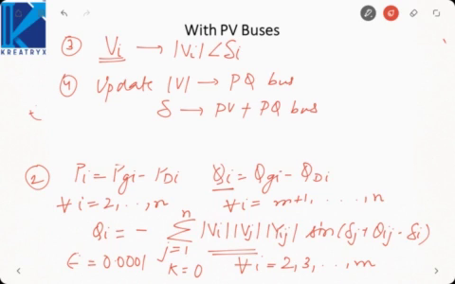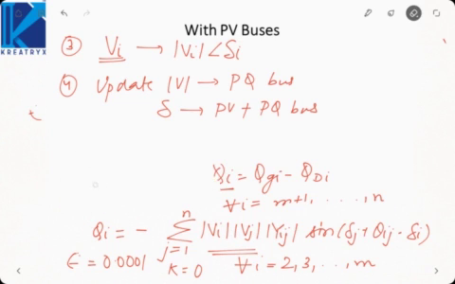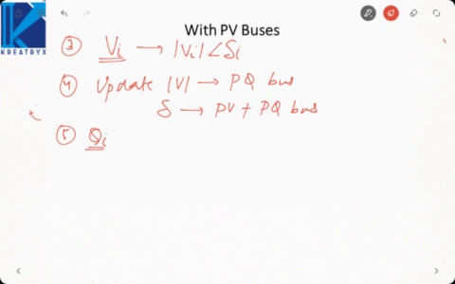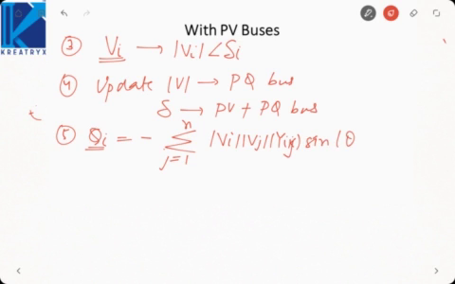Now in the next step, for generator bus we have to check whether or not reactive power lies within the limits. So in the next step again we will calculate Qi for the case of generator bus. So Qi from the equation that I wrote earlier, that is minus summation j is equal to 1 to n, mod Vi, mod Vj, mod Yij, sine of theta ij plus delta j minus delta i. Now it must lie within the Q min and the Q max. If it does not, if it violates the limit, then we will convert the PV bus to PQ bus.